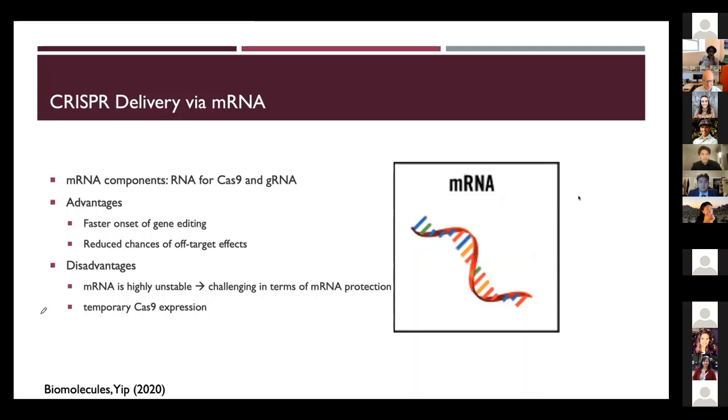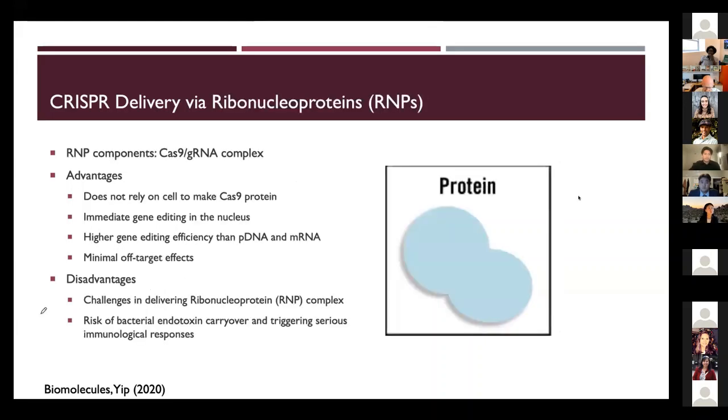For CRISPR delivery via mRNA, the components are the RNA for Cas9 and guide RNA. The advantage is that it has faster onset of gene editing when compared to plasmid DNA because transcription is no longer a requirement. It also reduces the chances of off-target cleavage events. However, there are some disadvantages. mRNA is highly unstable, and this creates some challenges in terms of protecting the RNA. And also, it has transient Cas9 expression in the cells.